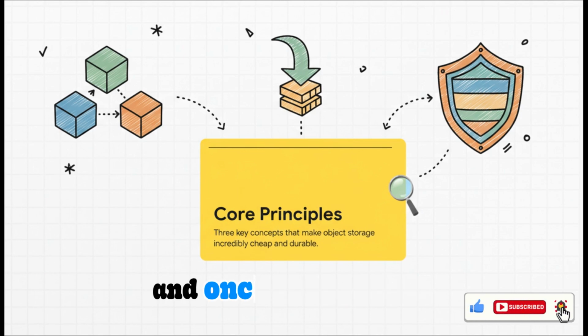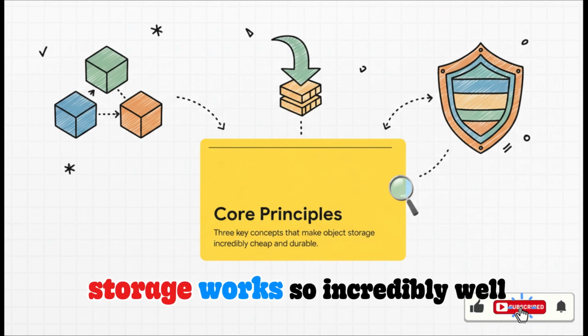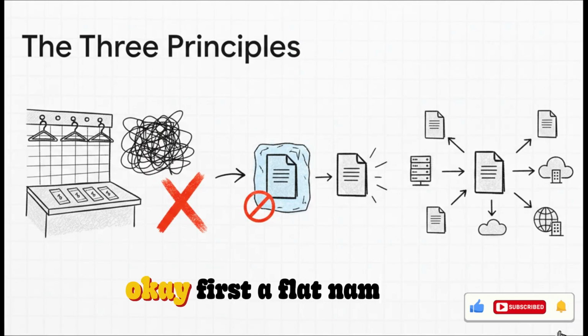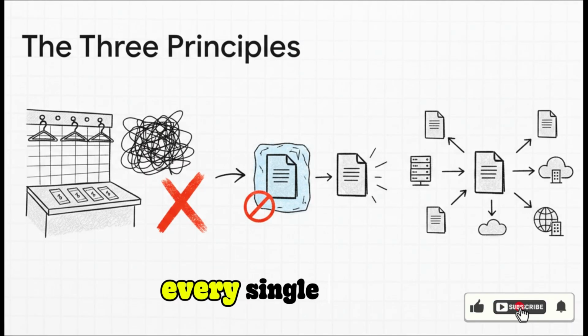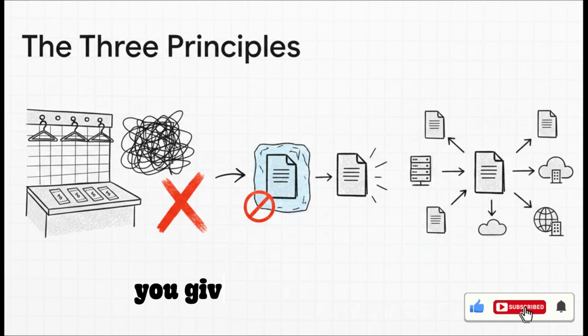And once you get these, you'll see why object storage works so incredibly well. Okay, first, a flat namespace. Forget about folders inside of folders. Every single file just gets a unique ID. It's like a giant coat check system. You give them your ticket, they find your coat instantly. It's super fast.